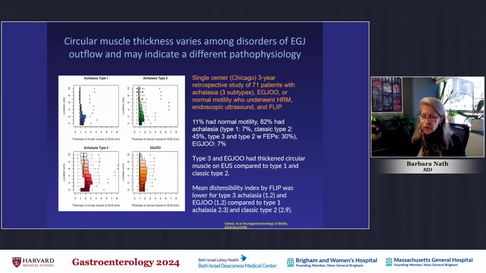The addition, as I mentioned, of EUS to esophageal testing has been important. And this is a study very similar to what we saw with standard achalasia type 2 and variant achalasia, in that circular muscle thickness will vary among disorders of EGJ outflow and probably indicates a different pathophysiology. So type 3 achalasia and EGJ outflow have thickened circular muscle that extends much higher up the esophagus than type 1 or type 2. The mean distensibility index by FLIP was also lower for achalasia 3 and EGJ outflow.